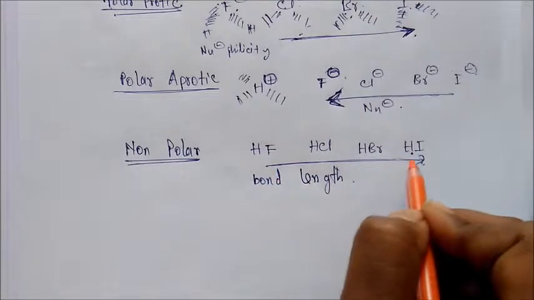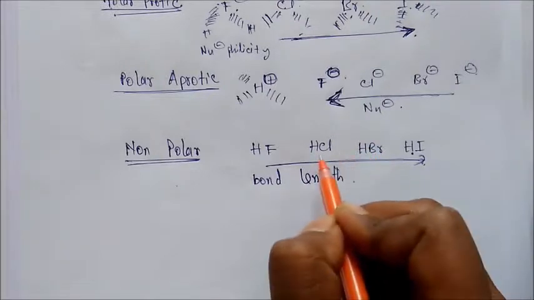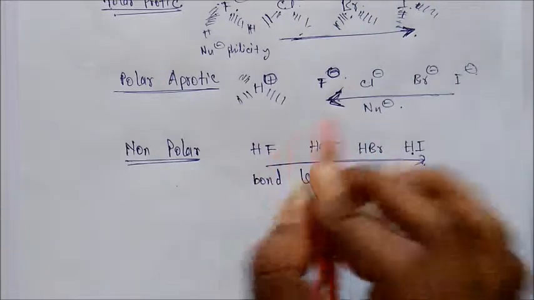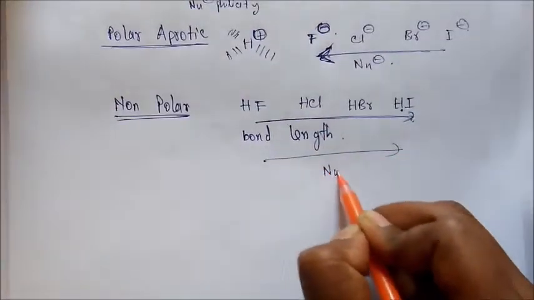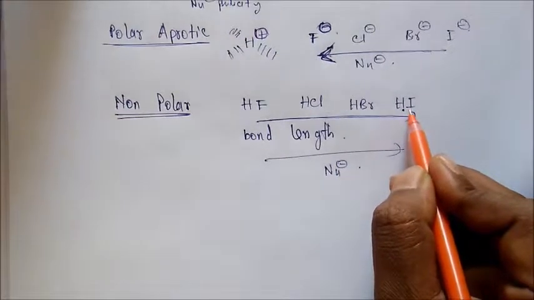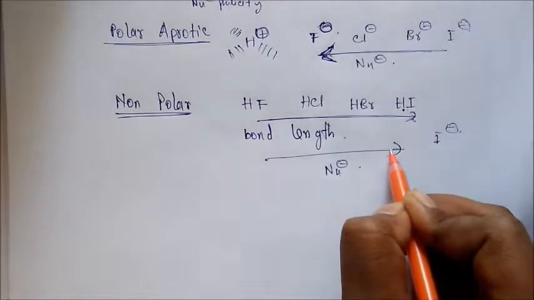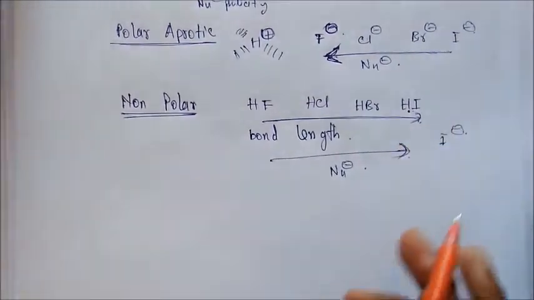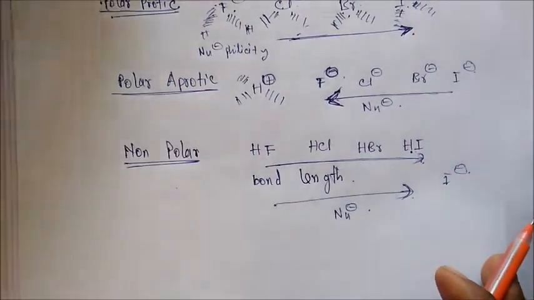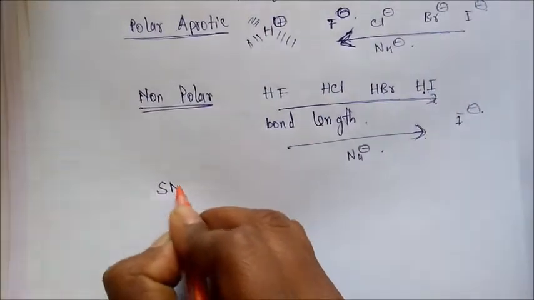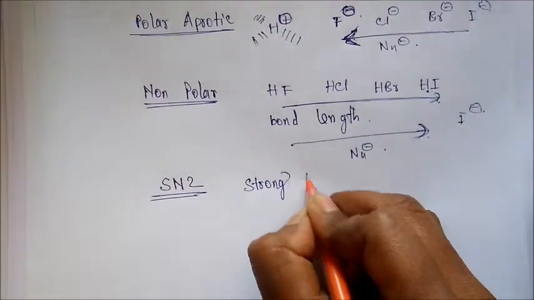So it is easier to break the bond of HI than HBr, then HBr than HCl, then HCl than HF. So nucleophilicity will be in this order, because the bond can be broken easily and I minus will be easily available here. Okay, so let's see what will be the effects of these solvents in the Sn2 reaction. In the Sn2 reaction, we need a strong base.